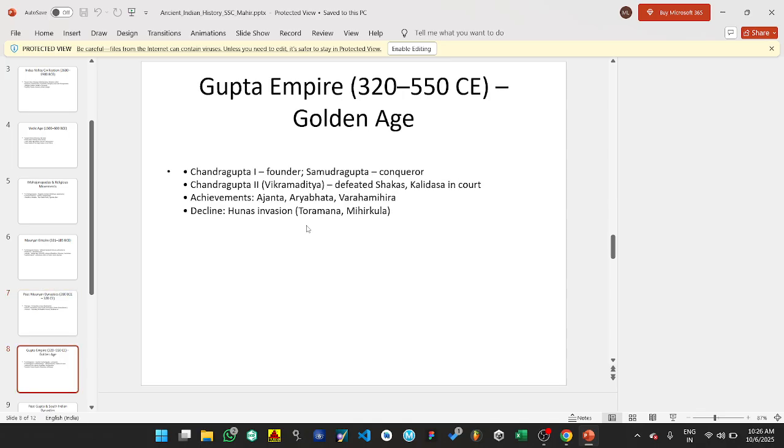The Gupta Empire, known as the Golden Age, now begins India's Golden Age. Chandragupta I laid the foundation, but Samudragupta expanded the empire and earned the title Napoleon of India. Chandragupta II, or Vikramaditya, defeated the Sakas and promoted art and literature. Poets like Kalidasa shone in his court. Science advanced with Aryabhatta and Varahamihira. Ajanta murals and Deogarh temple show the height of Indian art.